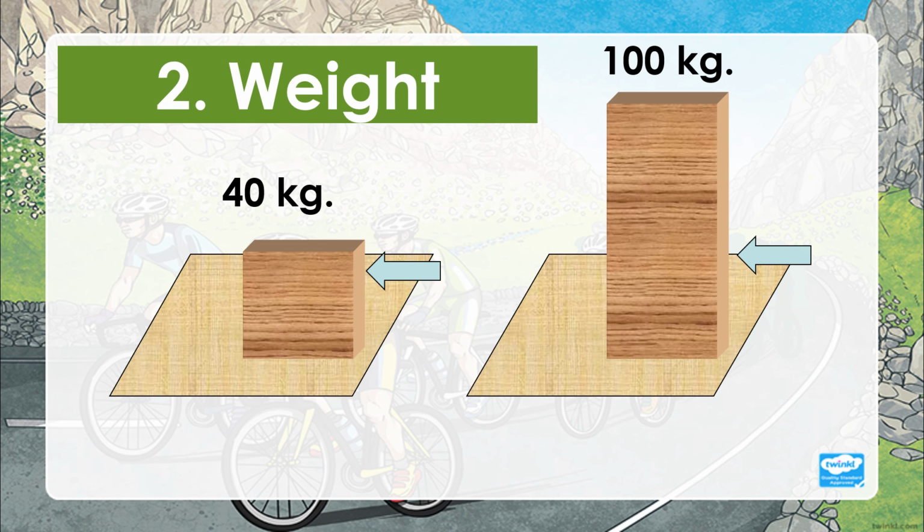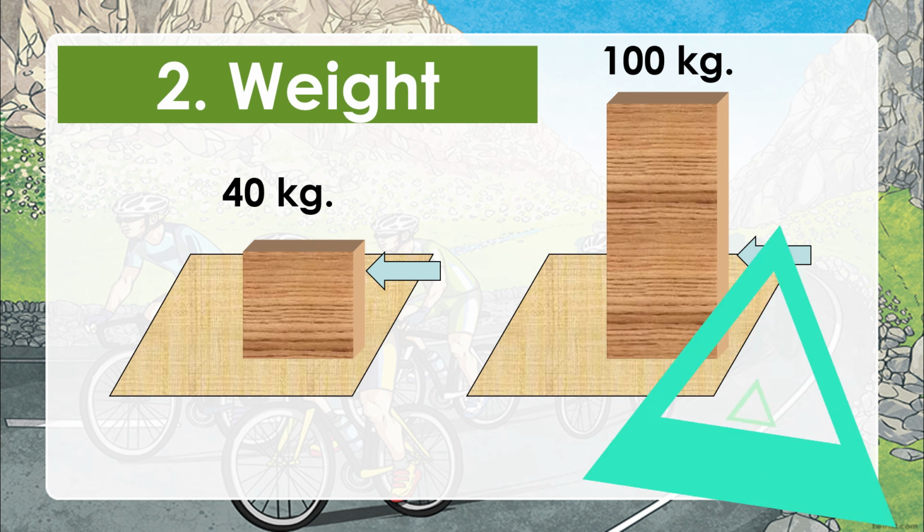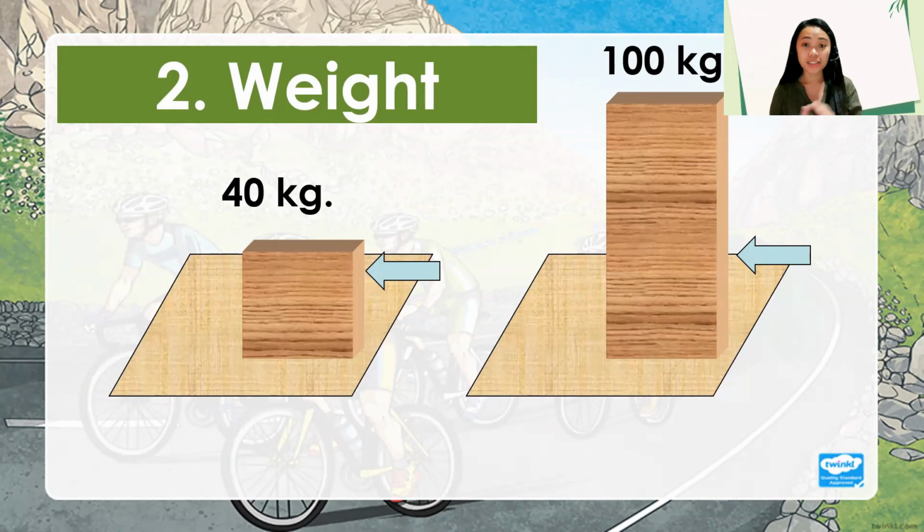Next, weight. Here we have two blocks. The first one is 40 kilograms. The second one is 100 kilograms. These blocks are placed on a smooth surface. Let's see what happens when these blocks are pushed using the same force.